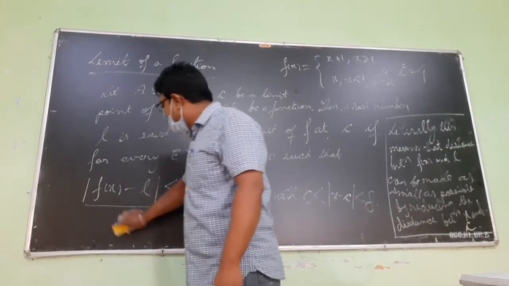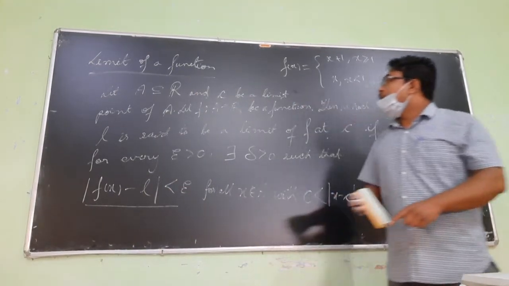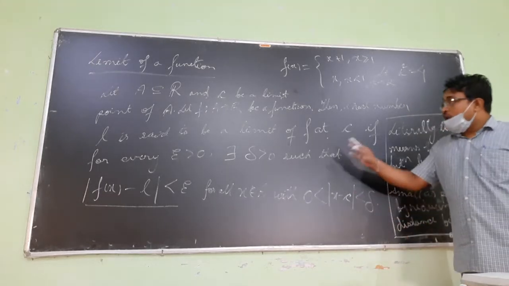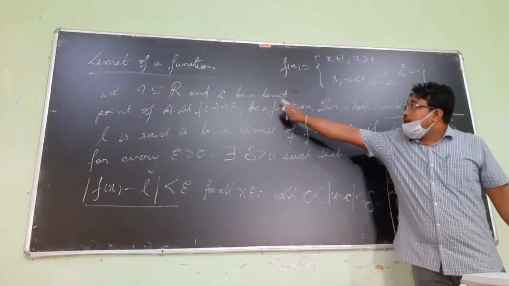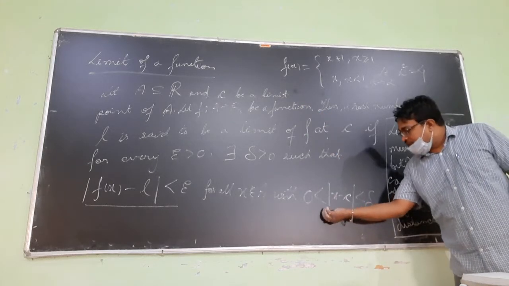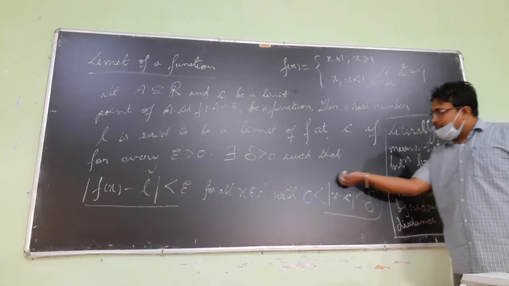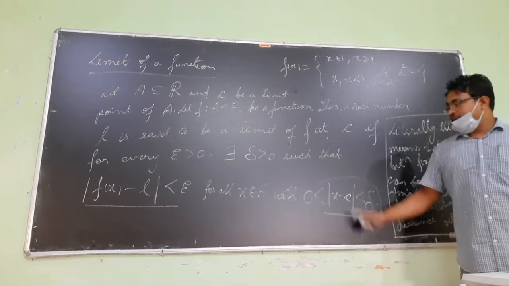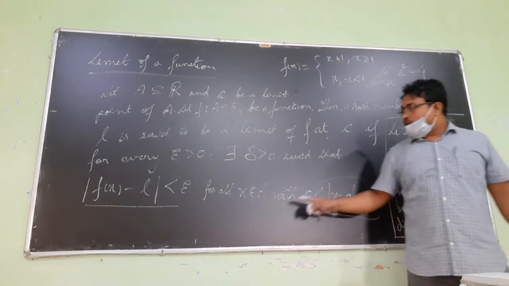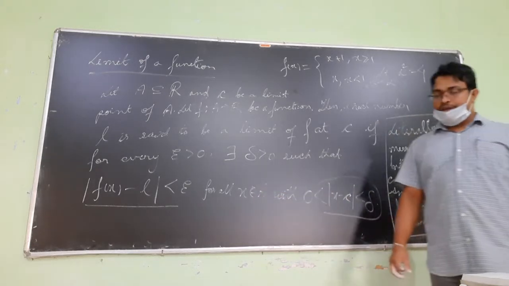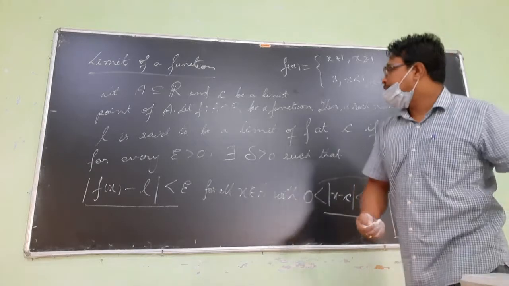But the point C has to be a limit point of A. So now you understand why I require this to be a limit point, because if it is a limit point, then every interval of this type will contain at least one point inside it. Right? Every interval of this type will contain at least one point inside it. So that is why we require it to be a limit point.